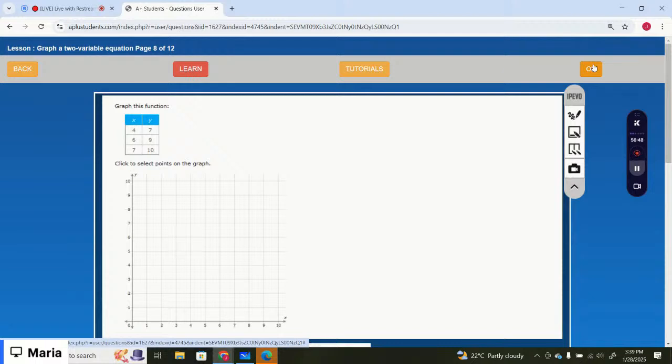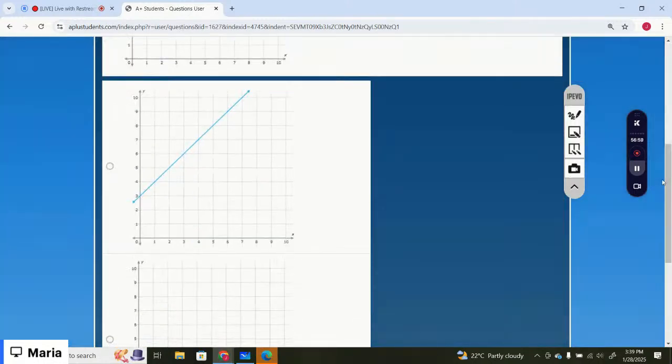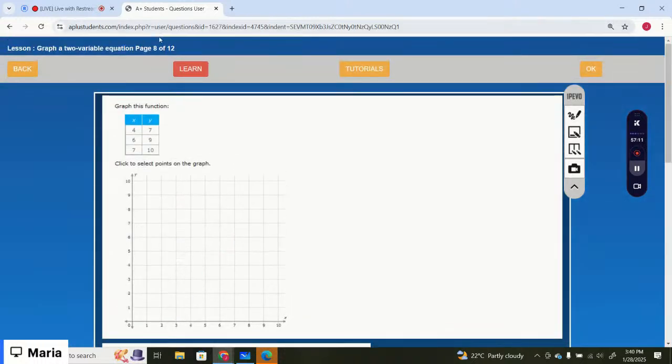Graph the function: x is 4, y is 7, 6, 9, and 7, 10. 4, 7, 6, 9. Option number 1 is the correct option. Okay, you can complete the lesson by yourself later today.